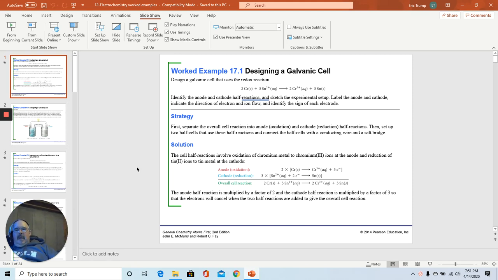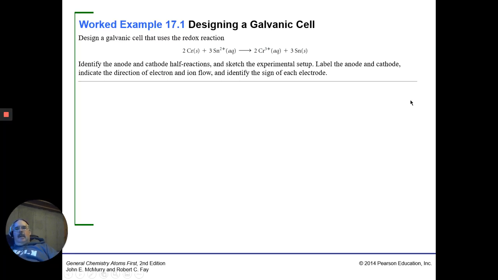Next, we're going to look at some worked examples involving electrochemistry. The first question asks us to design a galvanic cell that uses this redox reaction. And we need to identify the anode and cathode half reactions and sketch the experimental setup.